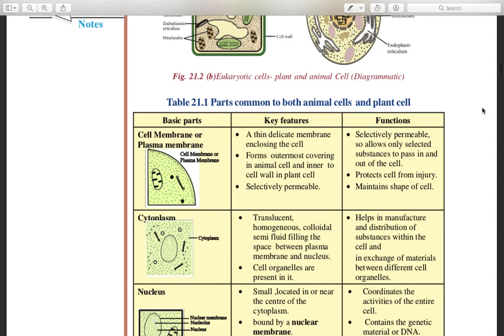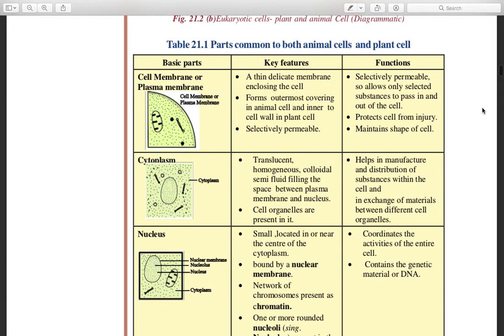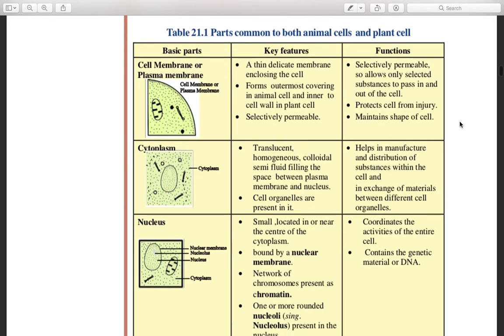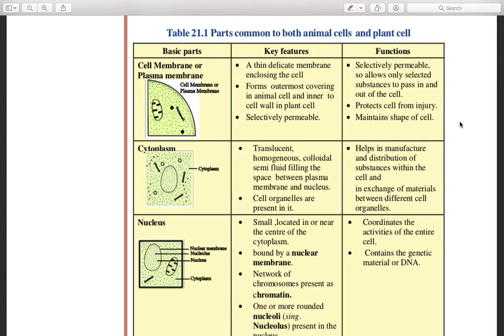So there are parts common to both animal cells and plant cells. First one is the cell membrane or plasma membrane. Its key features are it's a thin, delicate membrane enclosing the cells. It surrounds a cell. It's not strong, but a delicate membrane. The second feature is that it forms the outermost covering in animal cell and is inner to the cell wall in plant cell. It is the outermost covering for the animal cell, but a plant cell will have a cell wall.